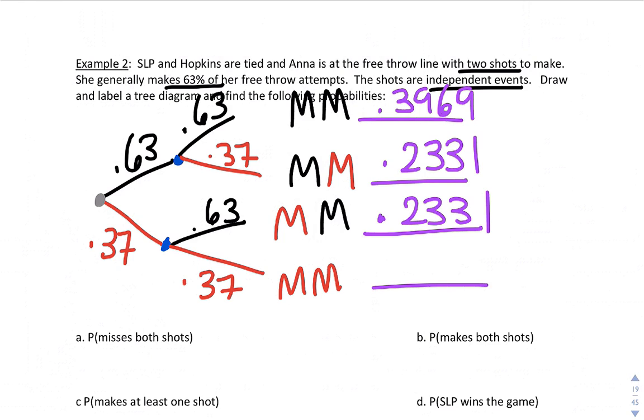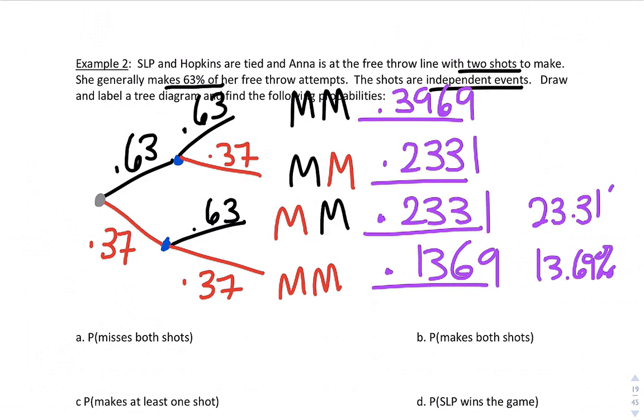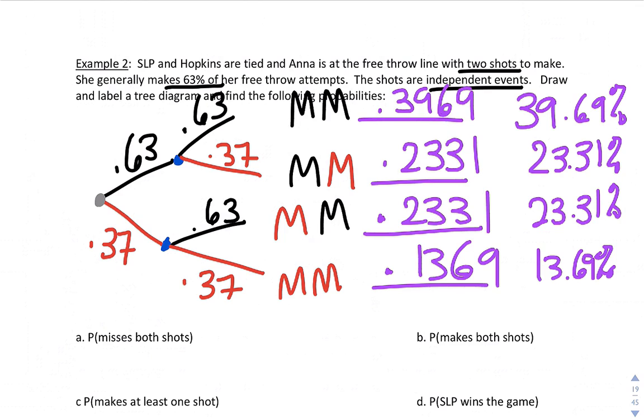And the probability that she misses both, you multiply 0.37 times 0.37, and that is 0.1369, which means she has a 13.69% chance of missing both. These are 23.31% over here. And the probability she makes both is 39.69%. They should all add to 1. So at the end, they add to 1.